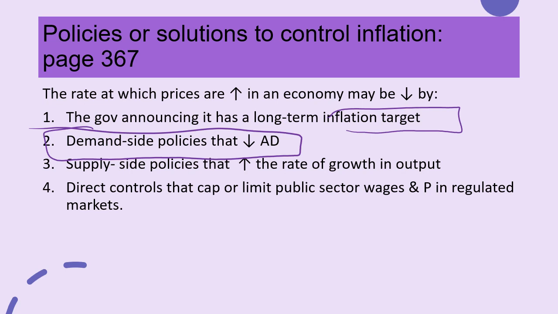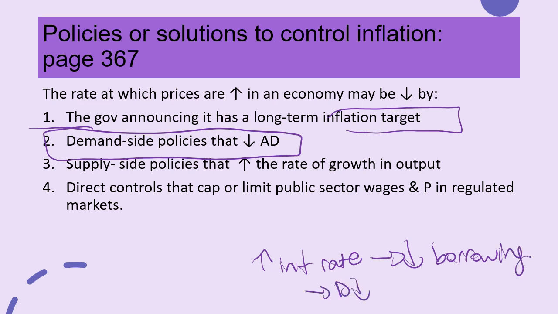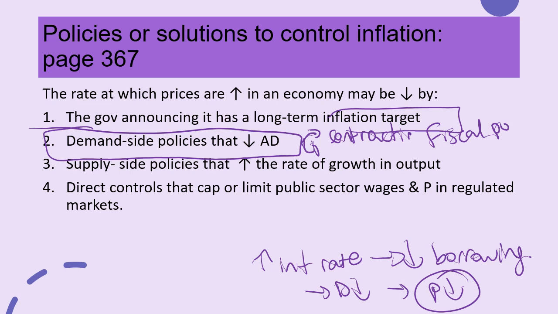Also, what the government could use is a contractionary monetary policy, and it means they will increase interest rates in order to decrease borrowing. When I borrow less, it means I have less money. Less money implies I would demand less. Demand less, it means the prices will go down again. So remember, when I'm talking about demand side policies, the government could be using a contractionary fiscal policy or a contractionary monetary policy.